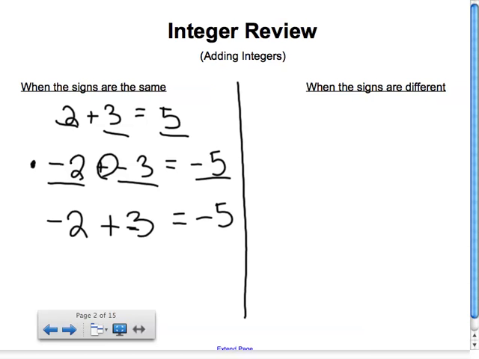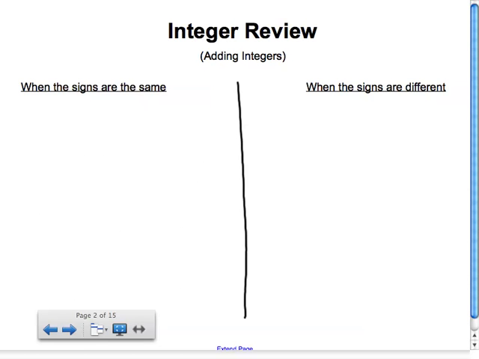So I'm going to write in red. Actually, I'm going to erase this for now. I'm just going to write the basic rule here.